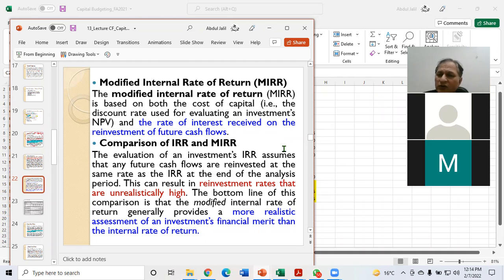So whenever we incorporate this reinvestment rate into our calculation, then this becomes the modified internal rate of return, because it remains an internal rate of return, but now it's modified because it considers the reinvestment scenario as well.